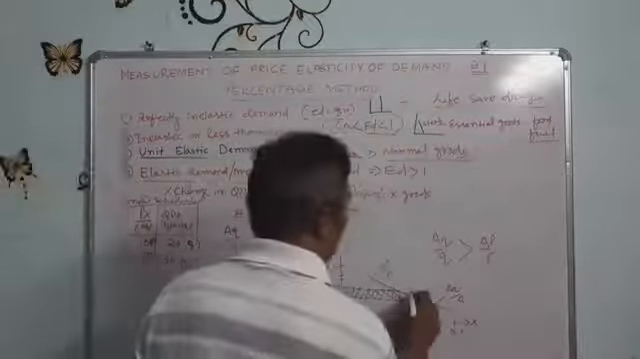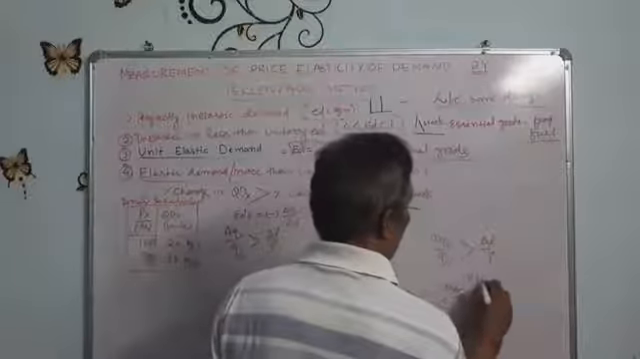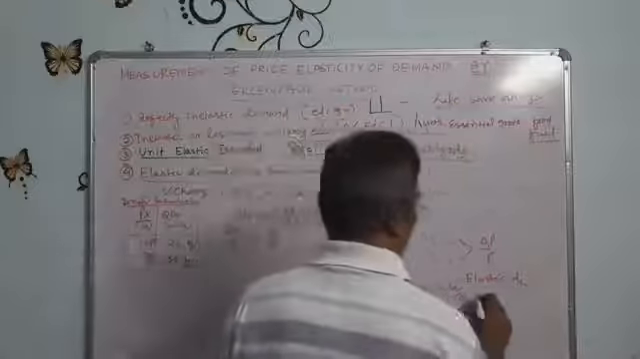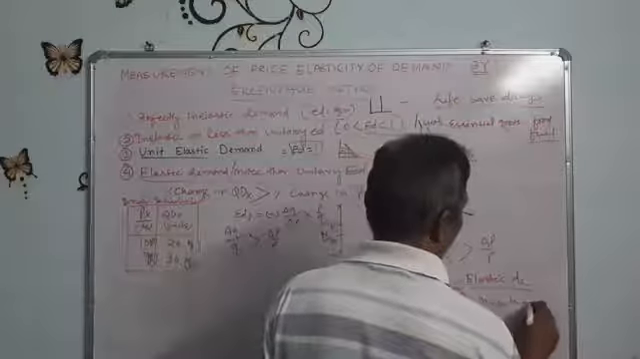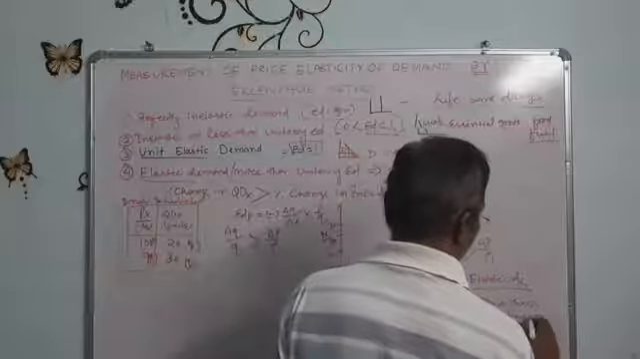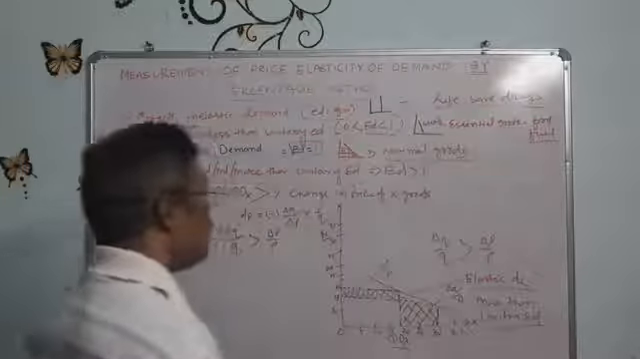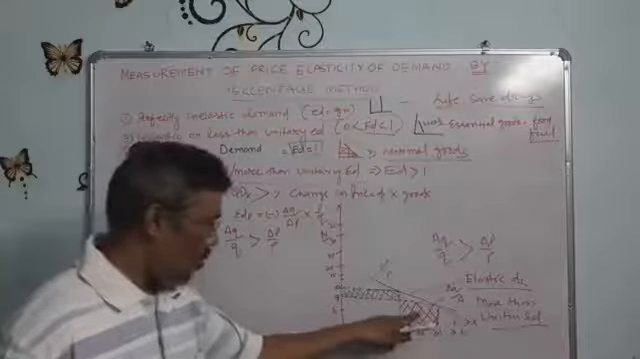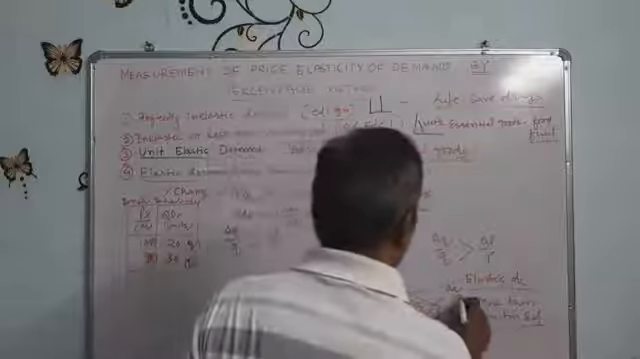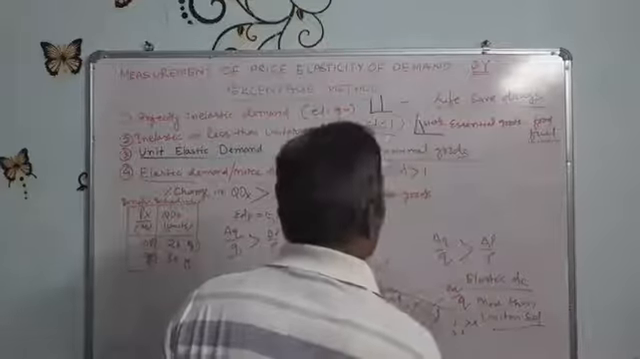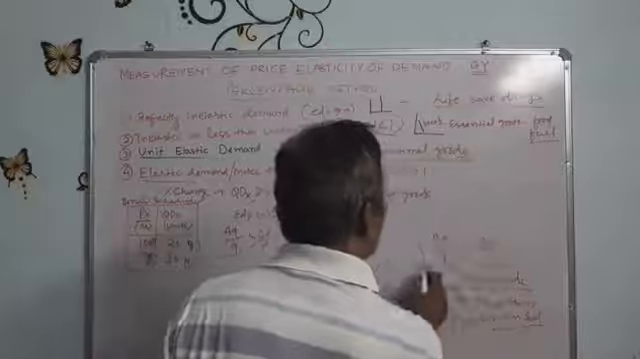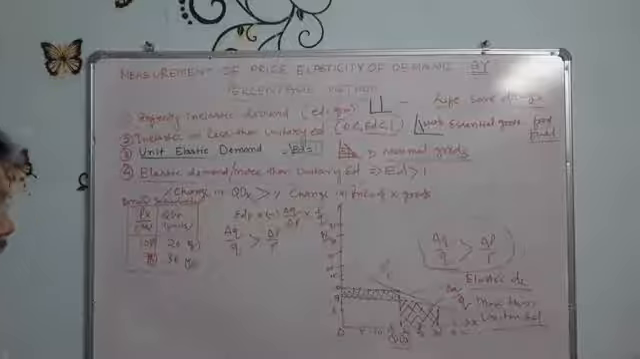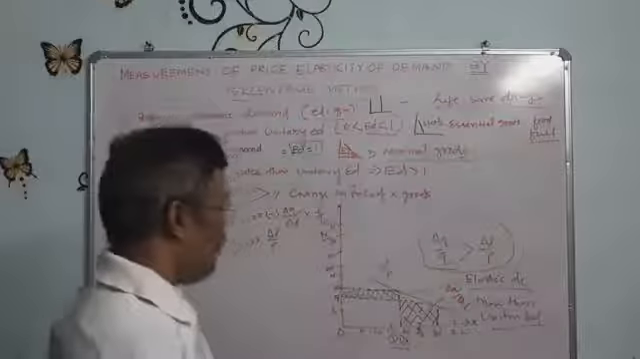This is called elastic demand curve, or more than unitary elasticity of demand curve. Percentage change in quantity of demand of X goods is delta Q upon Q. Delta Q upon Q is more than delta P upon P. That is elastic demand, or more than unitary elastic demand, or elasticity of demand is greater than 1.